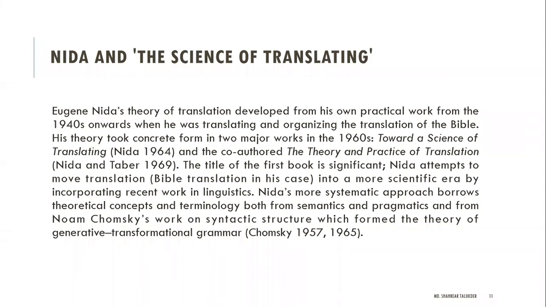As you can see in the first slide, it says that Eugene Nida's theory of translation developed from his own practical work from the 1940s onwards, when he was translating and organizing the translation of the Bible. So he developed this idea in the 1940s, especially when he was trying to translate the Bible. When he was translating the Bible, he thought about this scientific, or you can say very technical, approach to translation.